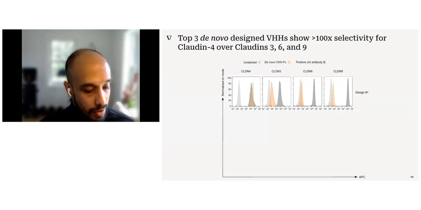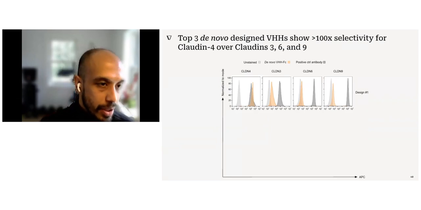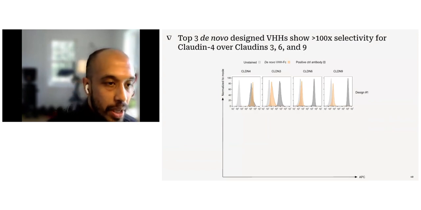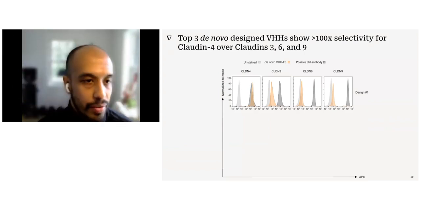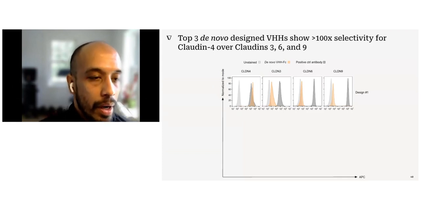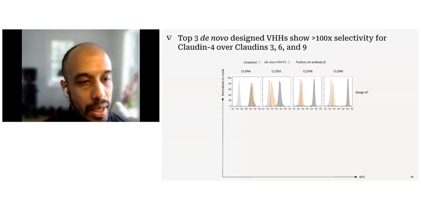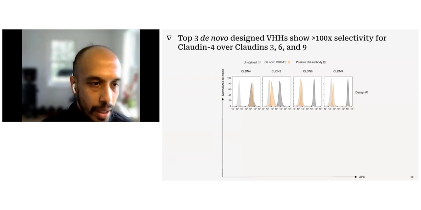Excitingly too, for the claudins in particular, selectivity is really important when it comes to making therapeutics against these targets. So we characterized the specificity of these de novo designs to closely related off-target claudins, so claudins 3, 6, and 9. And we saw that all 3 showed greater than 100x selectivity for Claudin 4, which was the intended claudin, over these off-target claudins.